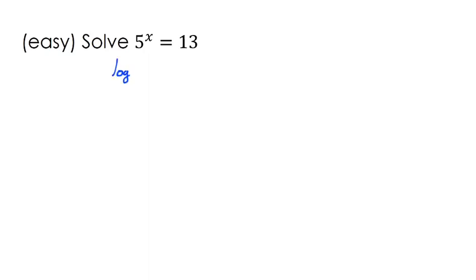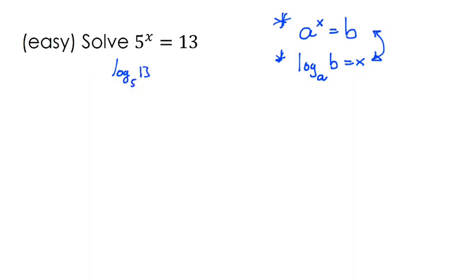And actually, before I do that, let me come over here and make sure we all know that if I have a to the x equals b, then I can rewrite that in log form as log base a of b equals x. And we need to be fluent in how to go from what we call exponential form to logarithmic form. And so that's what I'm going to do here. I'm going to take this exponential form and rewrite it in logarithmic form. So that 5 is the base, 13 becomes the argument, and then that's equal to x.